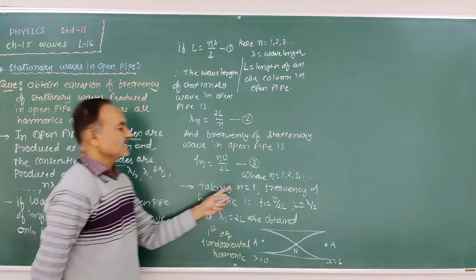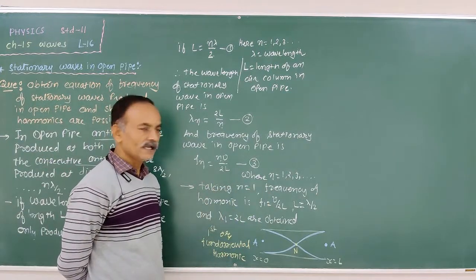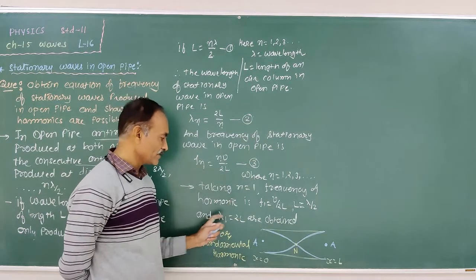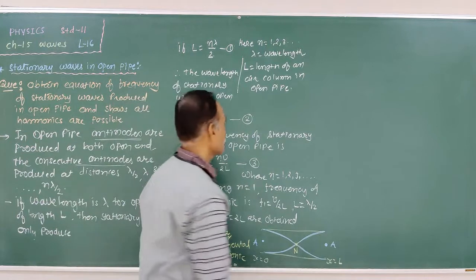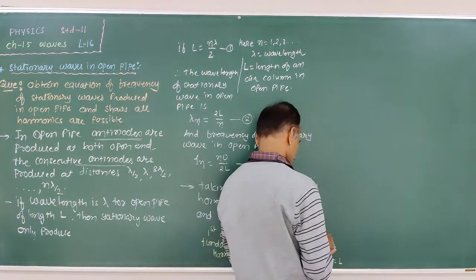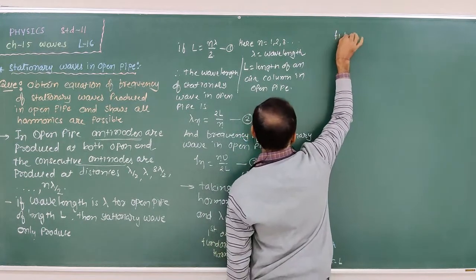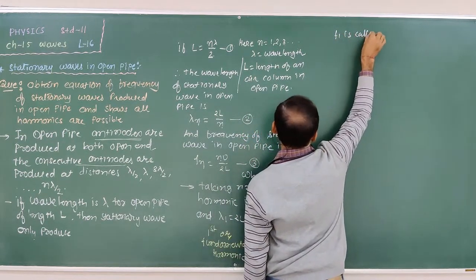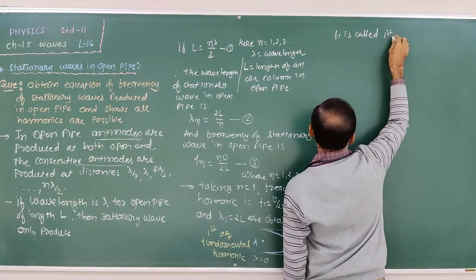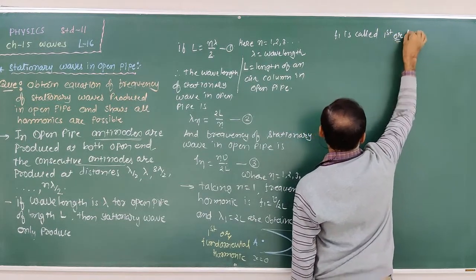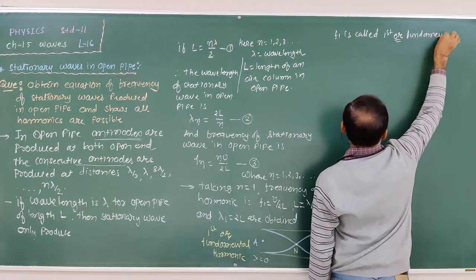By taking n equal to 1, the frequency of the harmonic F1 is equal to V upon 2L, where L is equal to lambda by 2, and the wavelength lambda 1 is 2L. So F1 is called the first or fundamental harmonic.